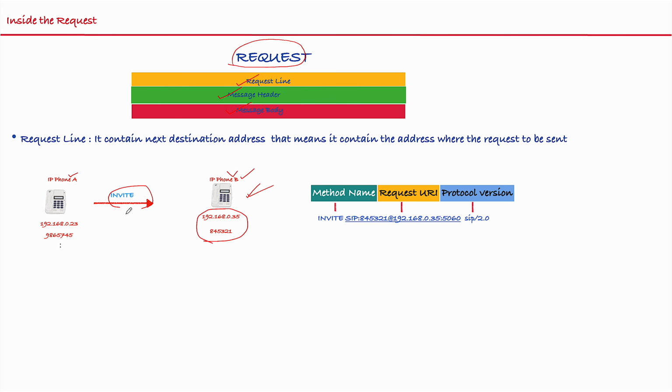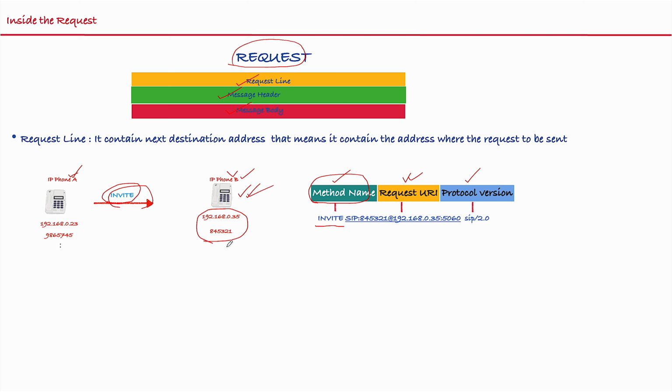Again, the request line is mainly divided into three parts. One is called the method name, then the request URI, and the protocol version. Method name is nothing but the request that we send. So here in this example, A sends this invite request, so the method name we put as invite. The request URI generally contains the address of the next destination. So here in this example, the next destination is phone B, so the request URI contains the address of phone B.